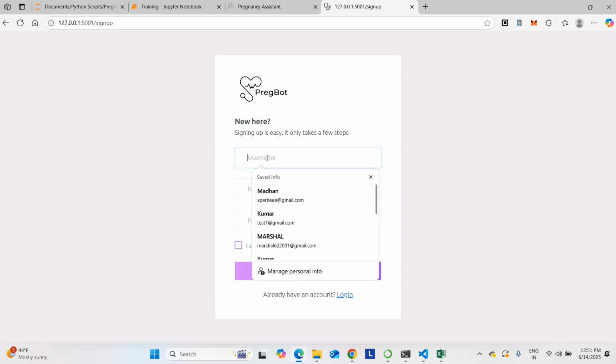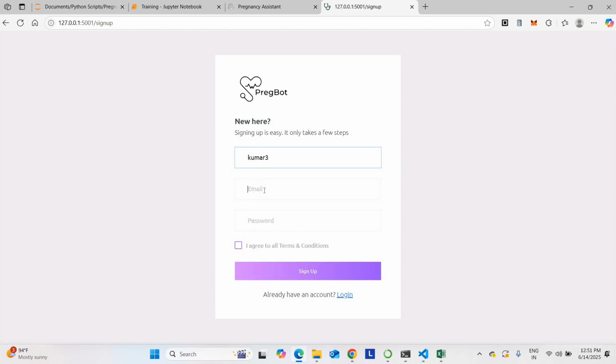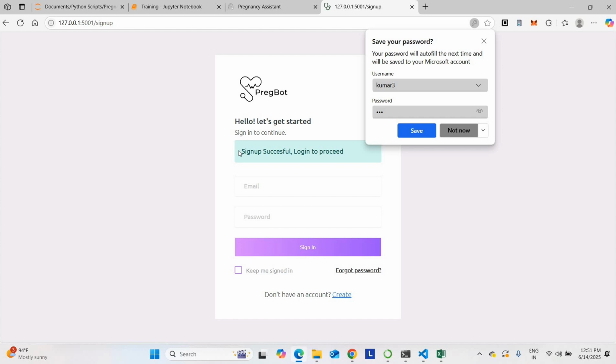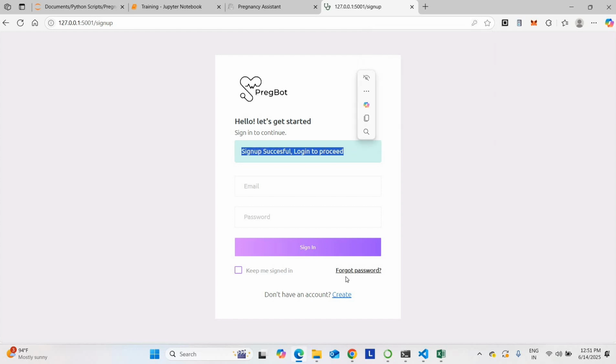For example, I can use Kumar3 as the username, and mail ID kumar3@gmail.com. So the password will be 123. So I can create the account. Okay, Kumar3 sign up. So now you can see sign up successful. You can proceed with the login now.